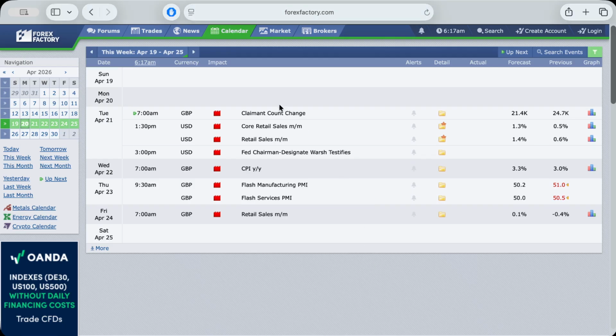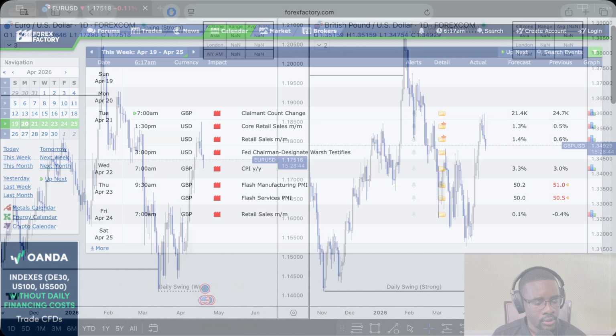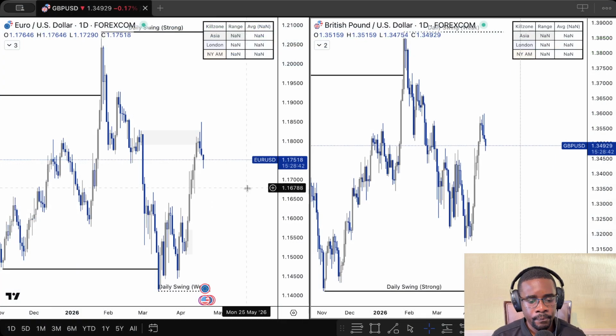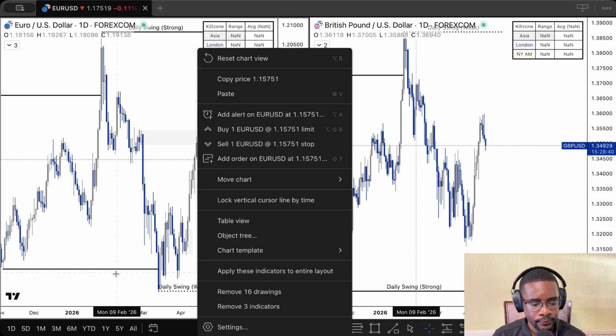Looking at Forex Factory, today's a Monday, so as usual, we do not expect to have any high impact news, and of course, we do have a couple of news events throughout the rest of the week. So let's jump right into charts and let's see what we can expect.